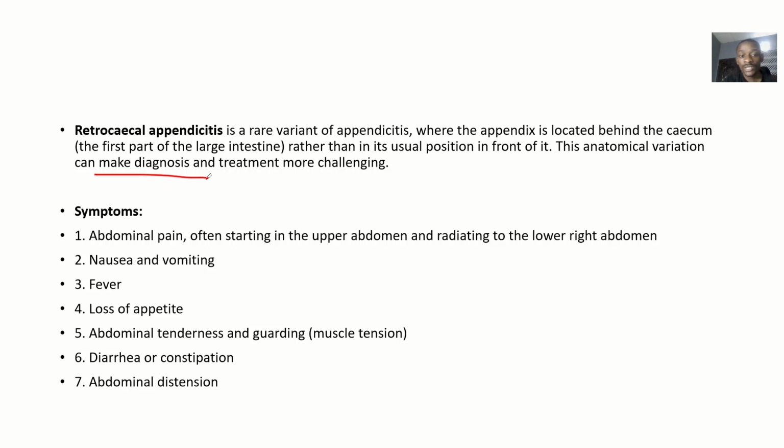Alright, so talking about the symptoms, you have abdominal pain, often starting in the upper abdomen and radiating to the lower right abdomen. You have nausea and vomiting. You have fever. You have loss of appetite. You have what? Abdominal tenderness and guarding. That's muscle guarding. You have diarrhea or constipation. You have what? Abdominal distension.